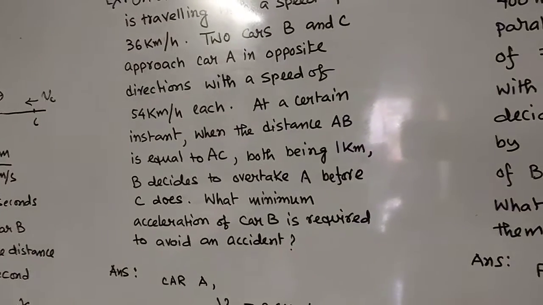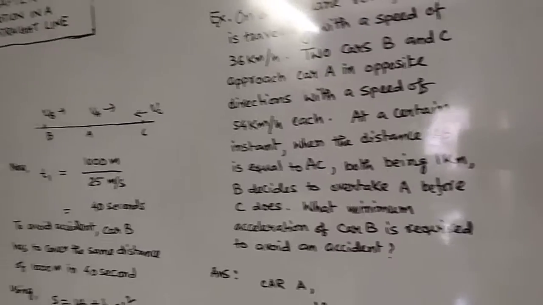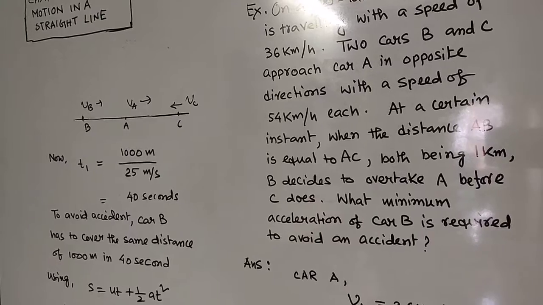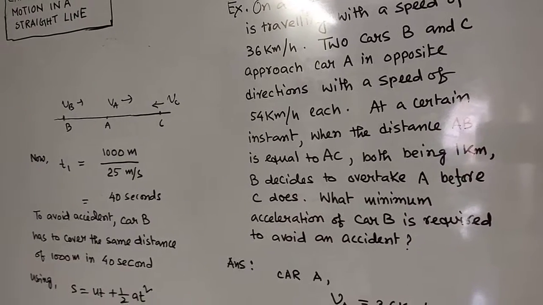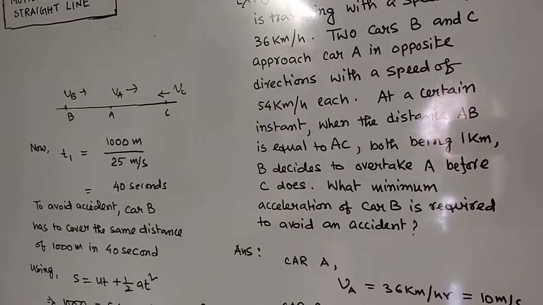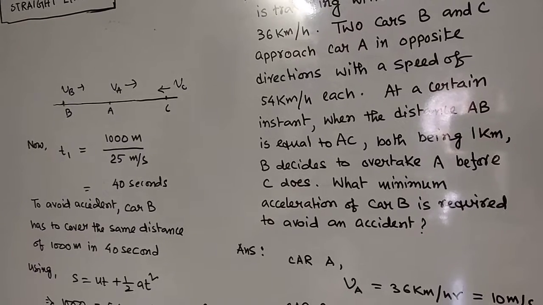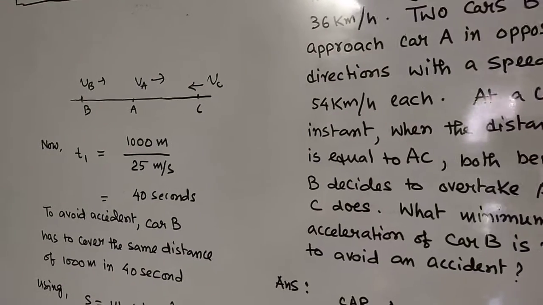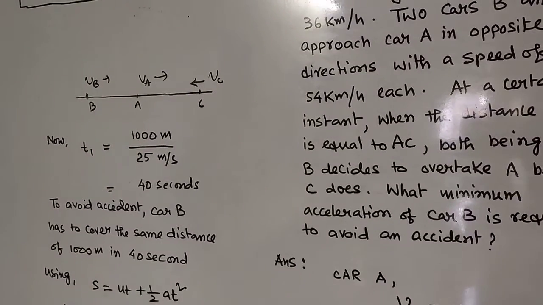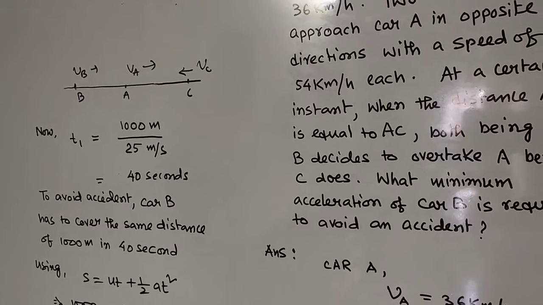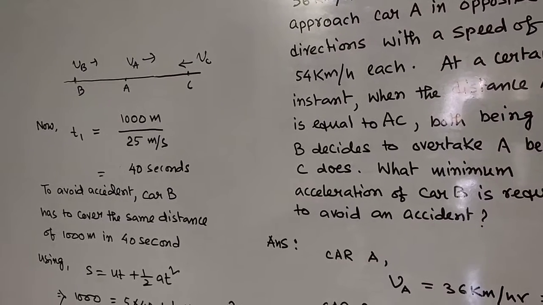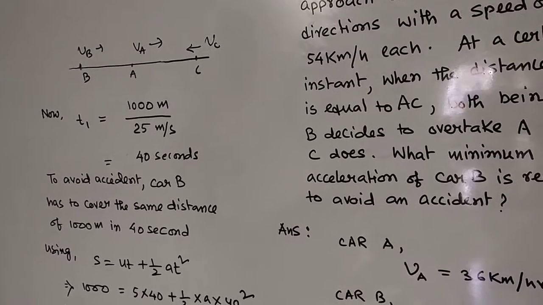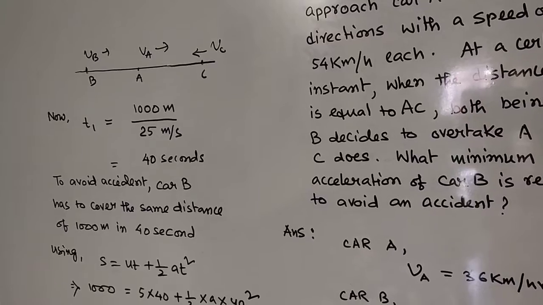Now as per the question, at a certain instant when the distance AB is equal to AC, both being 1 km, B decides to overtake A before C does. So AC equal to 1000 meter and the relative speed of C with respect to A is 25 meter per second. So the time required is 40 seconds. Now in 40 seconds C overtakes A. If B wants to overtake A before C does, the time should be 40 seconds. That's why, to avoid accident, car B has to cover the same distance of 1000 meter in 40 seconds.